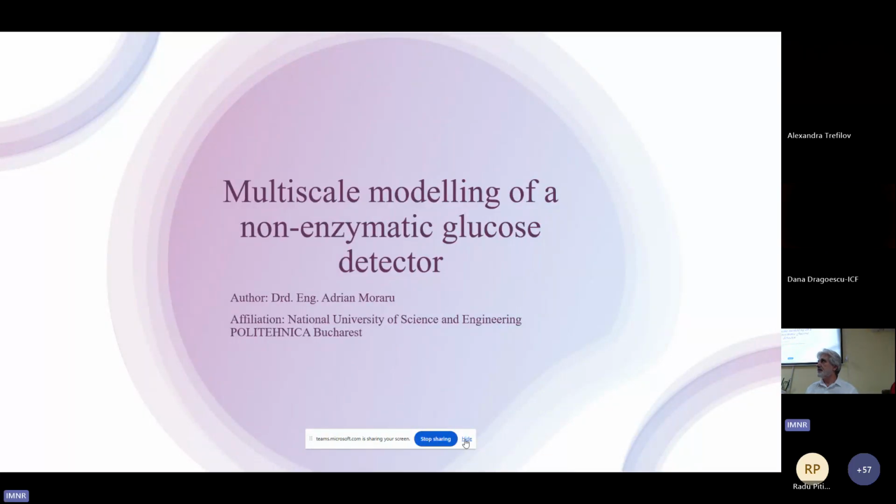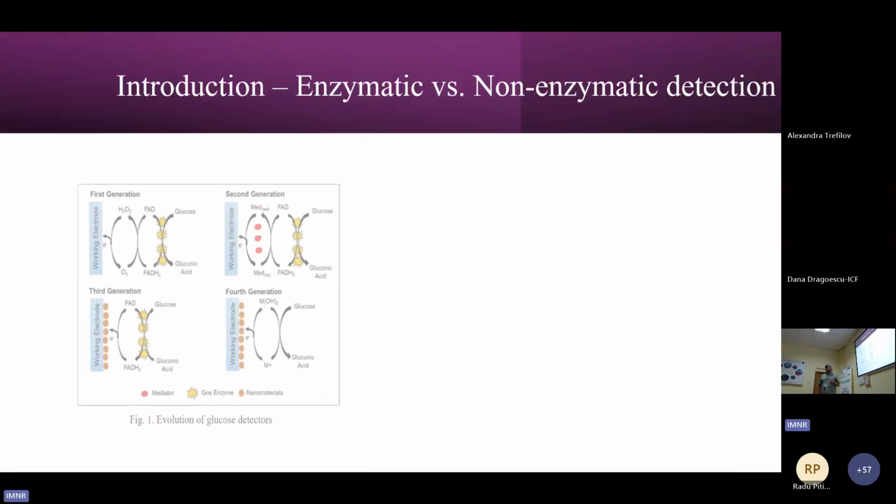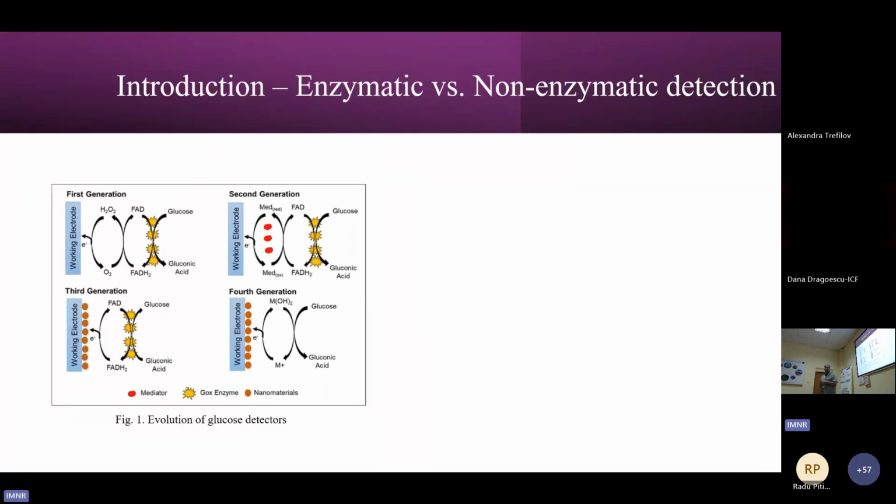Hello, my name is Adrian Moraru, and today I'm going to talk about my work called multi-scale modeling of a non-enzymatic glucose detector. On this slide, we have the contents of the presentation. First of all, why I chose to study this type of detector: usually we have enzymatic-based detectors, which are very expensive. Some types of structures use a thicker enzyme layer, which hinders electron transport. And also, we have a higher chance of interactions with different interferents.